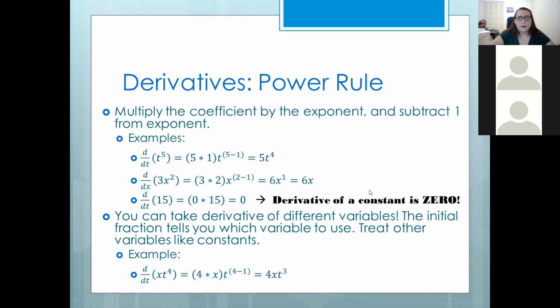So I'm going to pause my screen share right now and take a look at your chat. If you have questions about this power rule, please type them into the chat so I can address them for you guys.